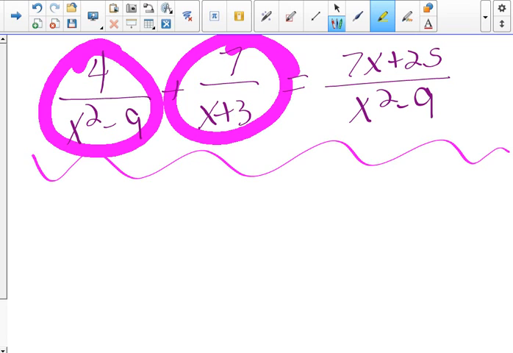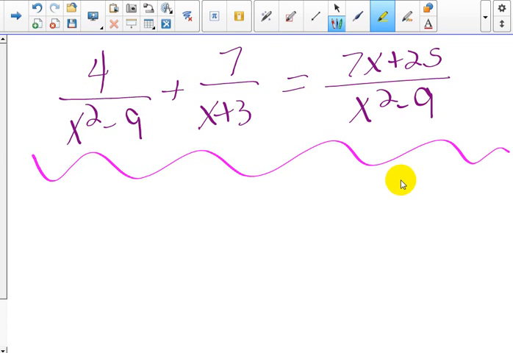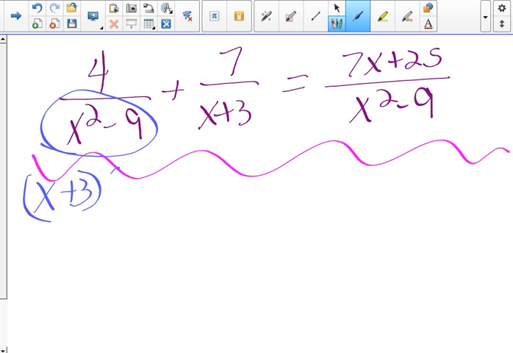The denominators have to be the same. Very good. And they're not the same right now, right? So sometimes we have to undo things to see how to work them. If we look at this, you should recognize that right off the bat. That's a difference of 2 squares, and we can quickly factor that into x plus 3 times x minus 3, right?